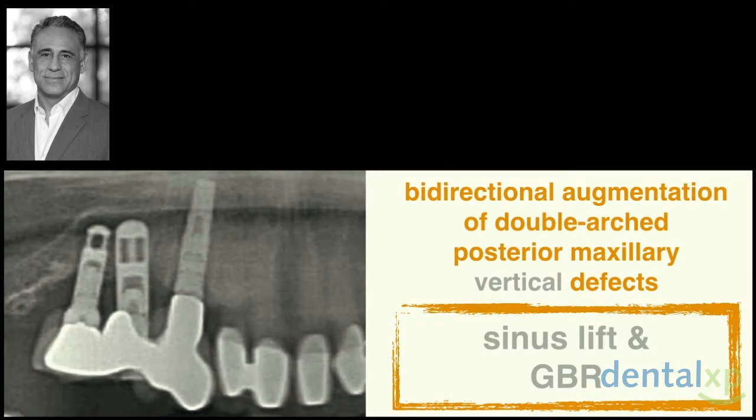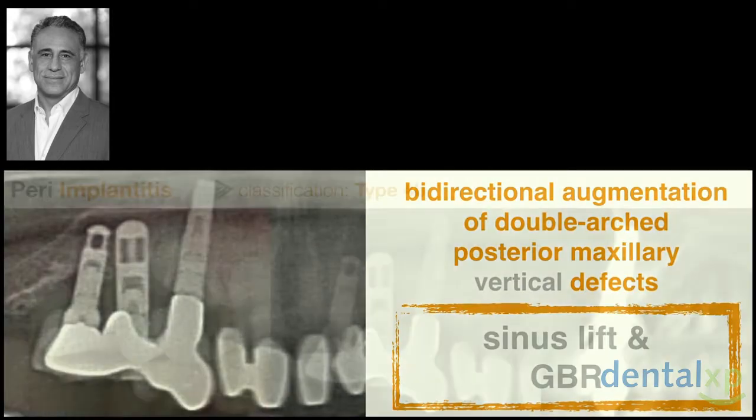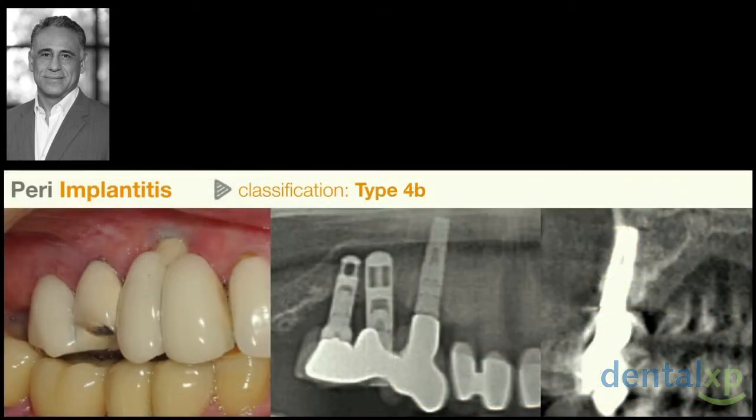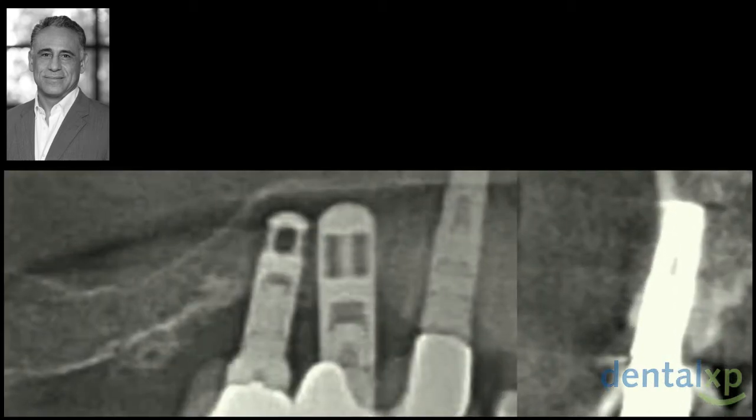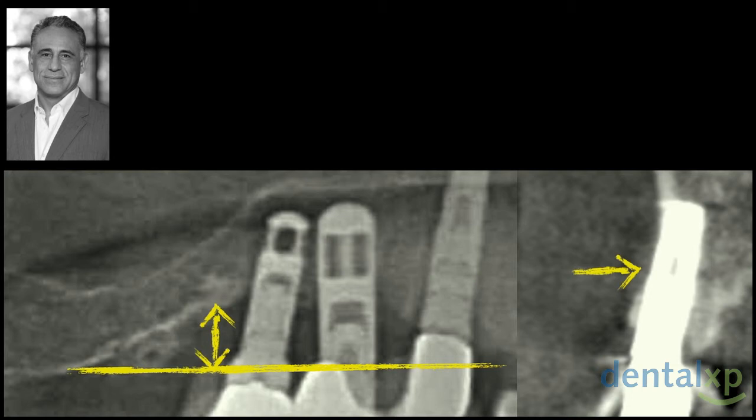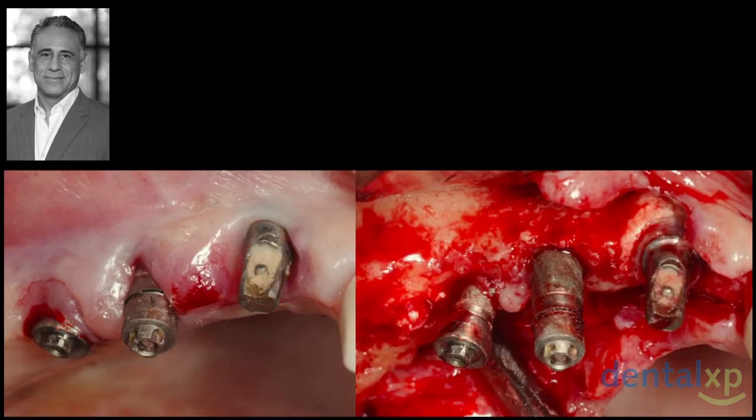How about a vertical defect using another technique, sinus lift and a GBR technique? Here's a patient that presented with a type 4B periimplantitis, loss of tissue, loss of bone. And this was a case where we can clearly see loss of bone in both width and height. And the implants are removed.